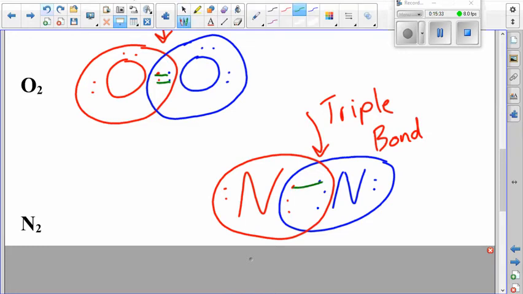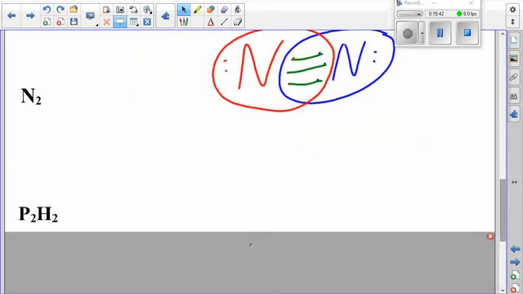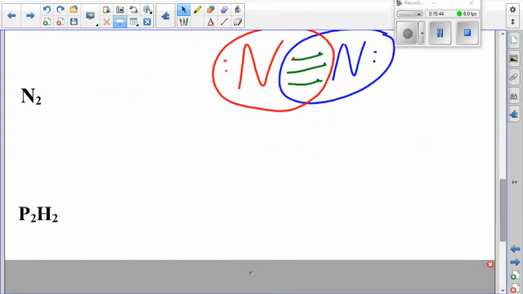Yeah, I can do one more here. Okay. This next one we're going to do, which is a little bit more unique. P2H2. We're going to try some P2H2. So this one, we have more than two atoms in play.